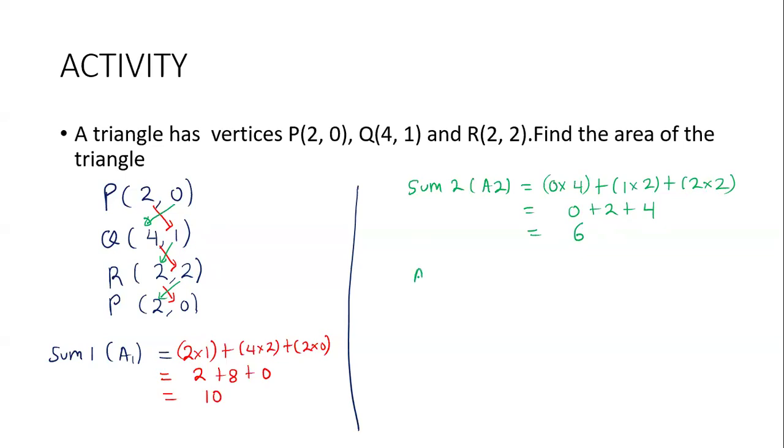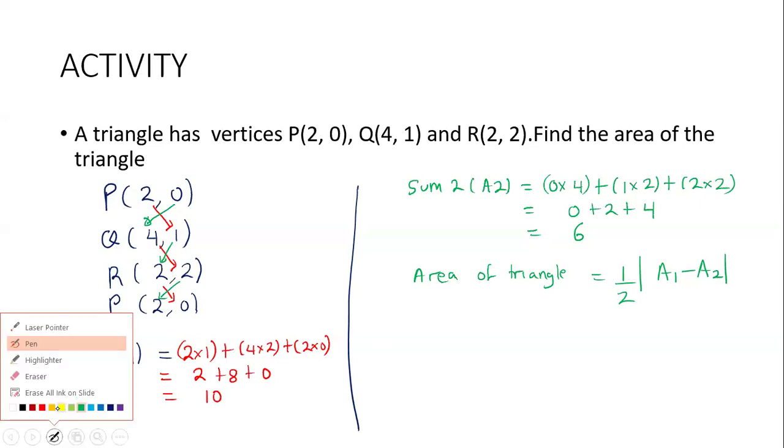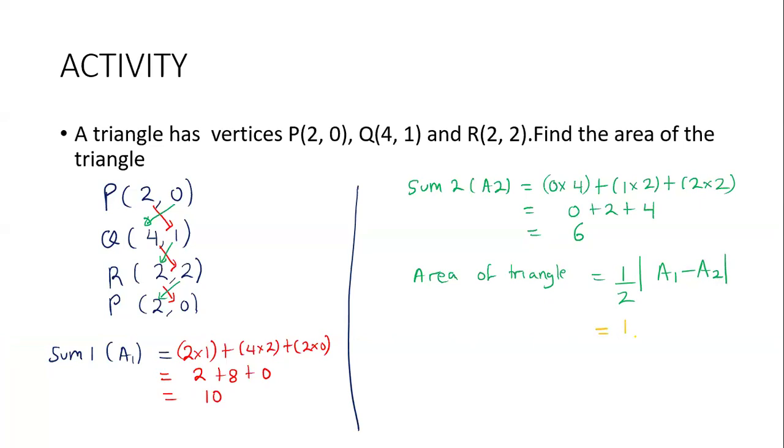So what are we going to do now to find our area of the triangle? We shall have 1 out of 2 magnitude A1 minus A2. It doesn't matter whether you have started with A2 minus A1, still you'll get the same answer. So this one will give us 1 out of 2 magnitude 10 minus 6, which gives us a 4. And then when you divide, here we shall end up with 2 square units. So that is our area.